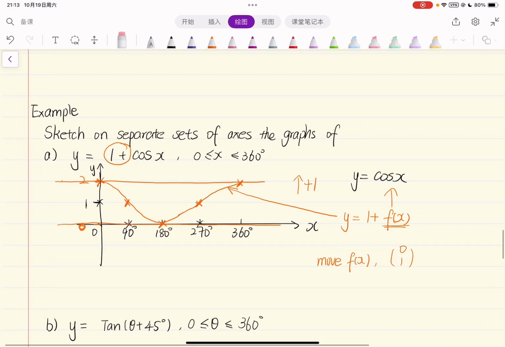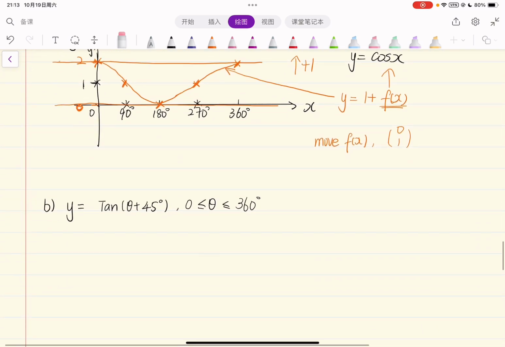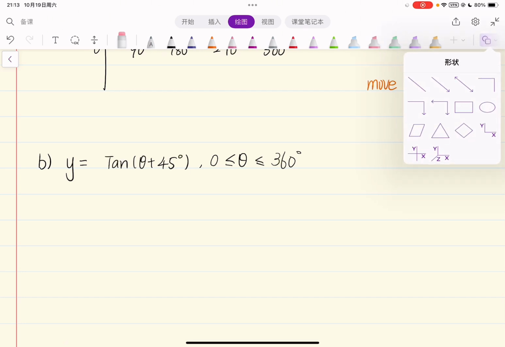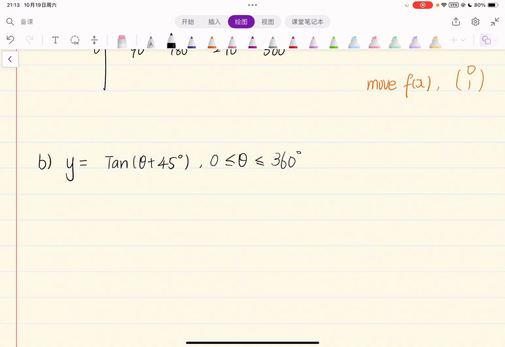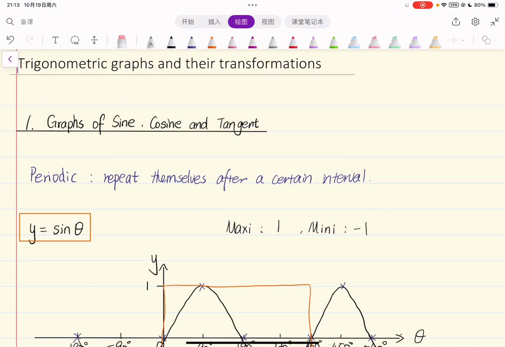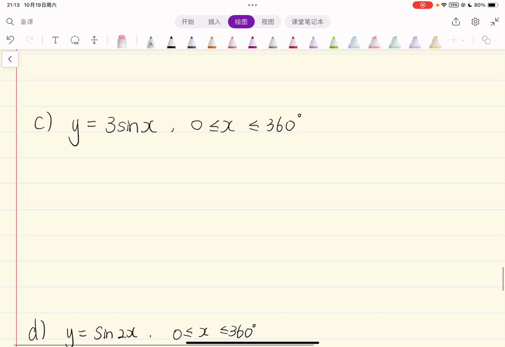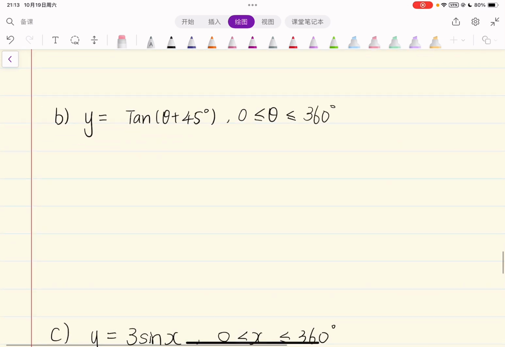Now let's move on to part B. y equals tangent of theta plus 45 degrees, and theta is between 0 and 360 degrees. So firstly, let's draw the y-axis and theta.